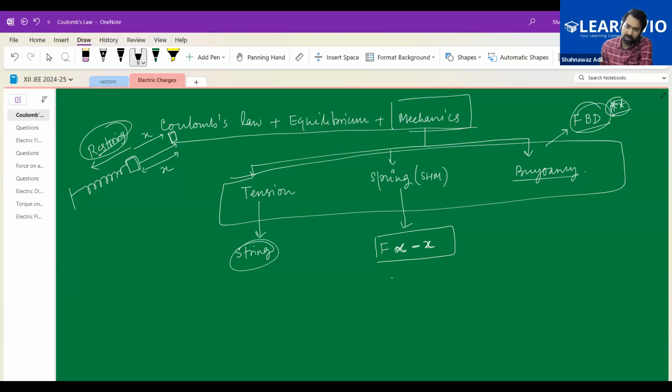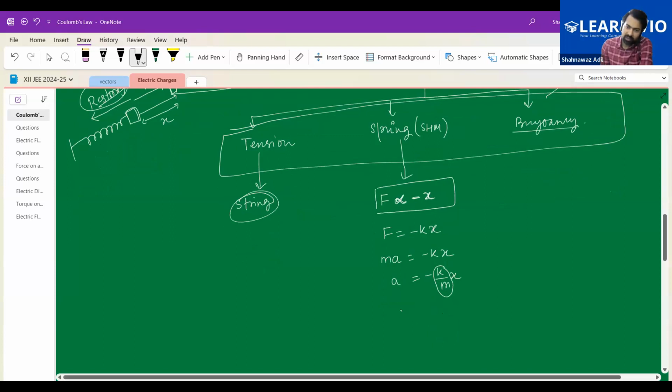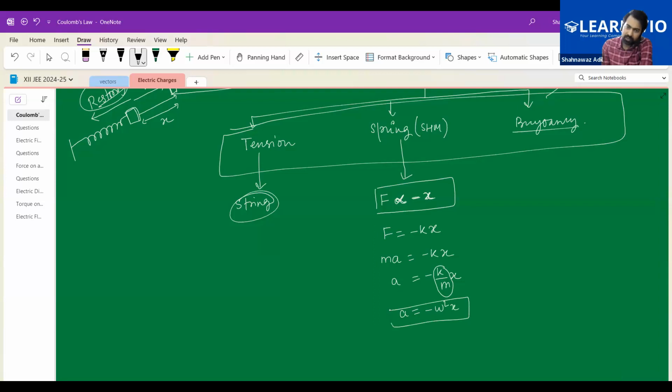Yes, sir. So then this proportionality constant we remove, and this is kx. And then we know that this F is ma. So this is kx. We take this mass to the other side. So this becomes k by m and x, and this k by m, what is it called? This is called omega square, right? So this is the idea of SHM, right?